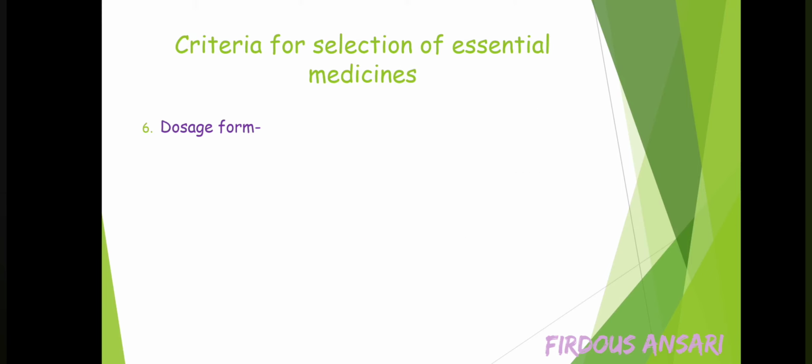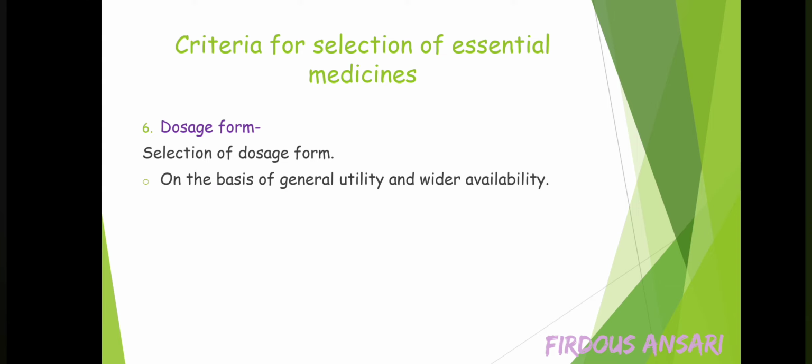Next, dosage form. Selection of dosage form is very much important. See, generally almost all the population will prefer the oral route of drug administration as compared to parenteral routes like the intravenous route, because if any drug is meant to be administered via intravenous route, it again requires medical experts, which will again add on to the cost of the drug. On the basis of general utility and wider availability, restrict the number of preparations to a minimum.